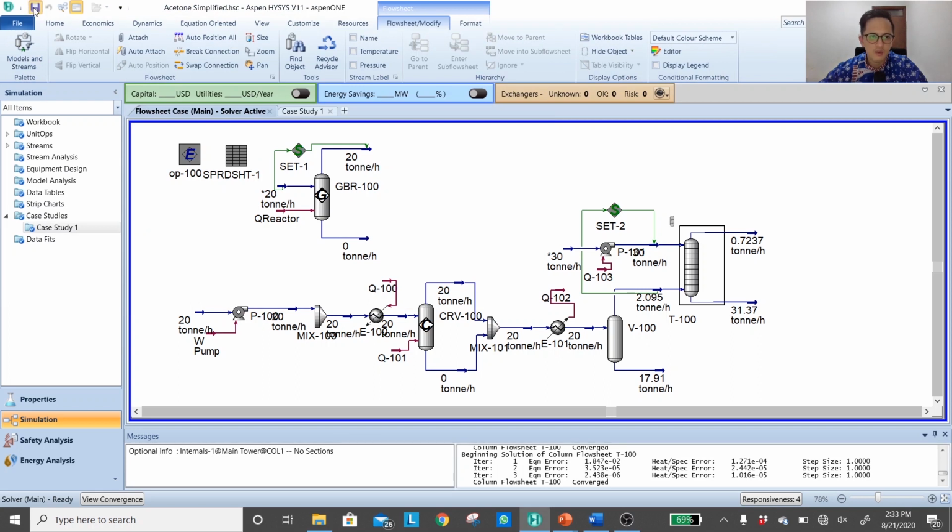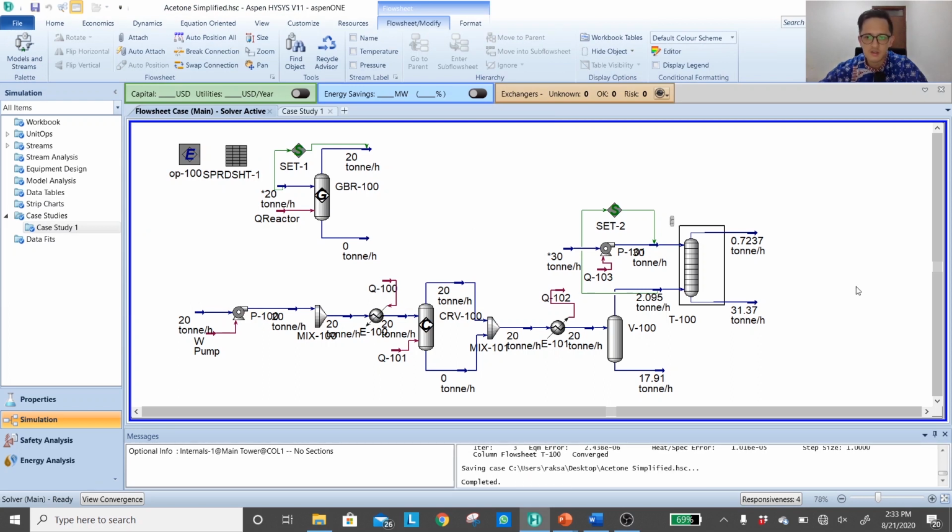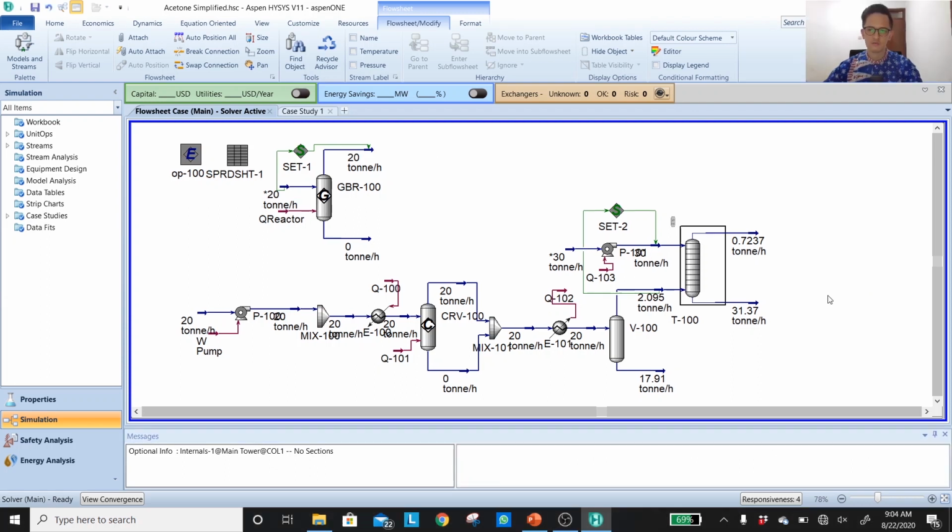Again, I will give a disclaimer that this is still not optimized. It's just a first trial, and as in chemical process design, it will involve a lot of iteration before we get to the optimized number. Okay, so let's continue the rest of the simulation.